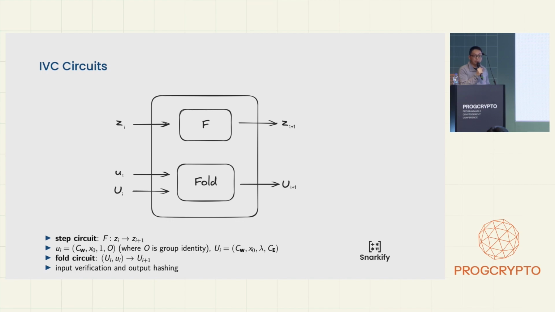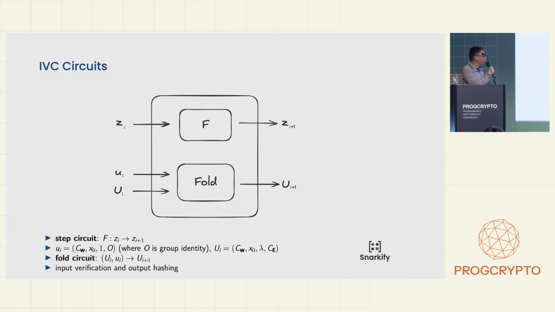So next, we'll talk about the design of the IVC circuit. This follows the Nova paper as well as the Nova implementation. At each step of the folding verifier, we basically have two major components. You have the step circuit to ensure the correct execution of the function f. Given z_i as the input at step i, after this circuit, it will ensure the output is z_{i+1} correctly. So this is the first major component.